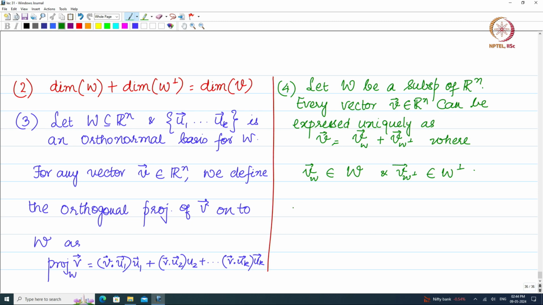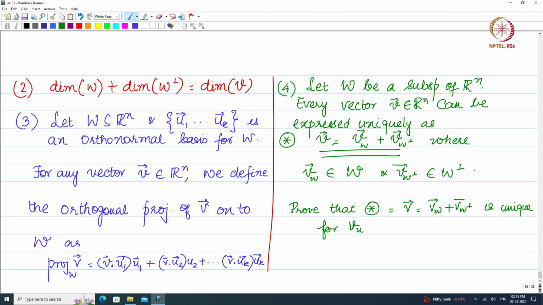So we can prove that, let me call this star. Prove that star, V is equal to VW plus VW perpendicular, is unique for VW in W and VW perpendicular in W perpendicular. I will just leave that as an exercise, it is easy to do. So, we will try that out, okay. You could probably do that.